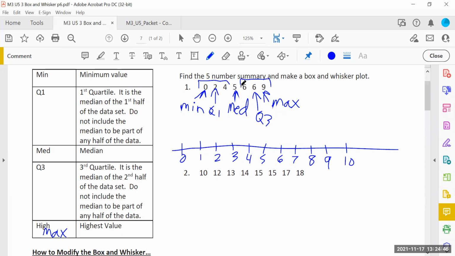So I'm going to put points down here. Minimum is 0. Q1 is 2. And we can label these. Minimum, Q1. Median is 5. There's not quite enough room for me to label this all nicely. I'm going to move that Q3 up a little bit to give myself some more room.